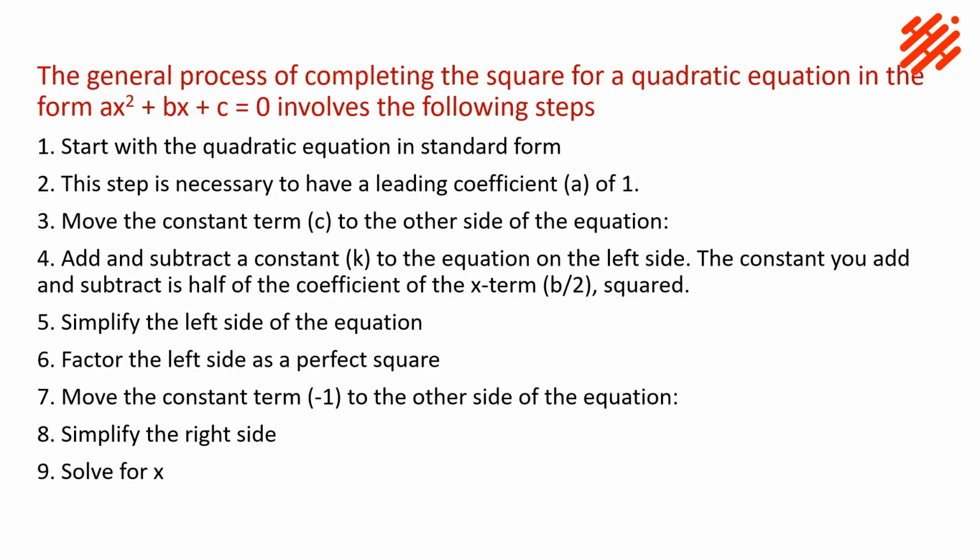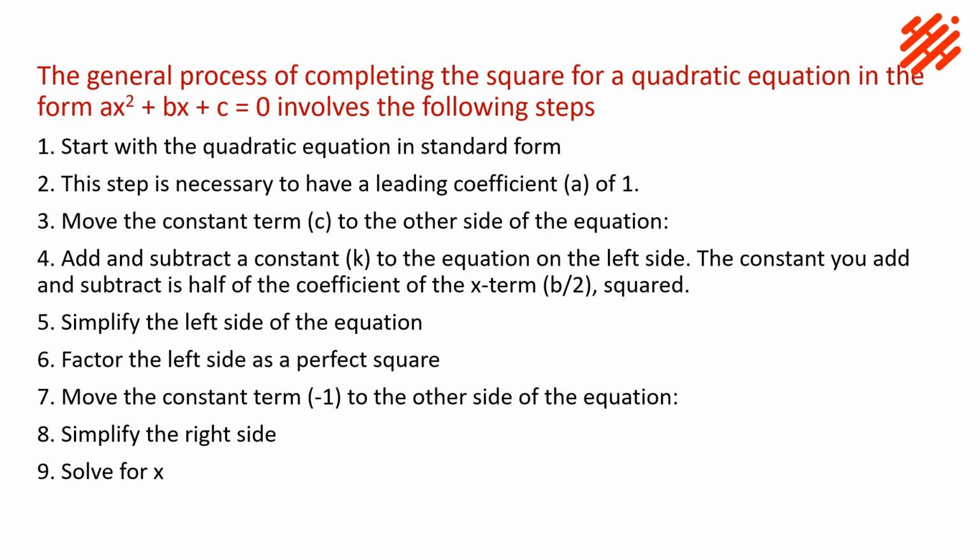The general process of completing the square for a quadratic equation in the form ax squared plus bx plus c equals 0 involves these steps. Start with the quadratic equation in standard form. What is the standard form? ax squared plus bx plus c equals 0 is the standard form for the quadratic equation.